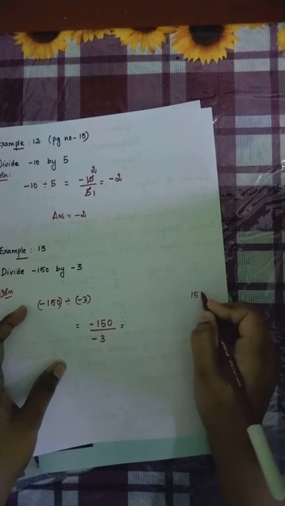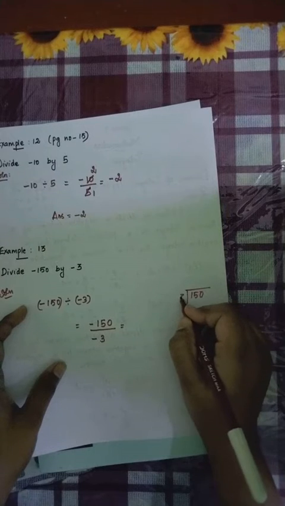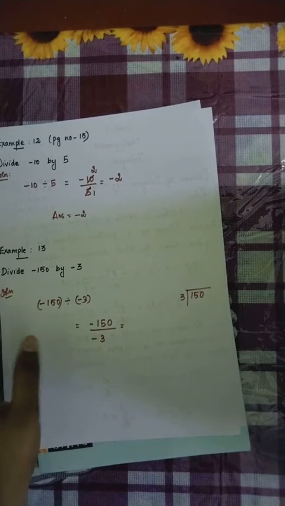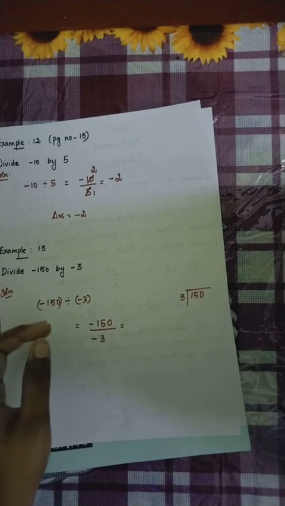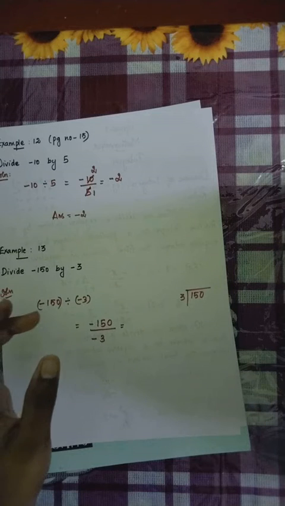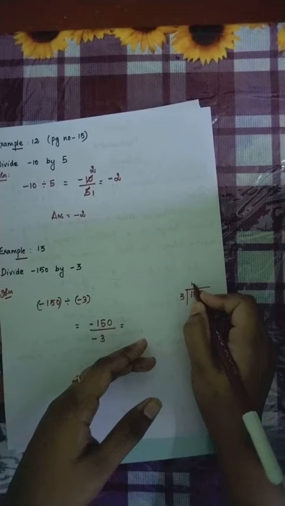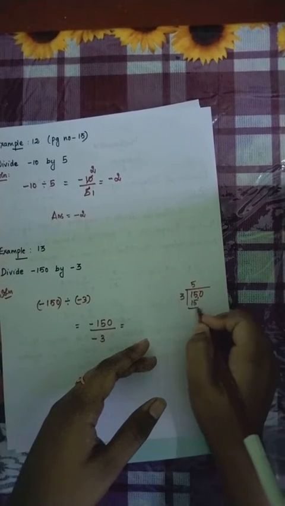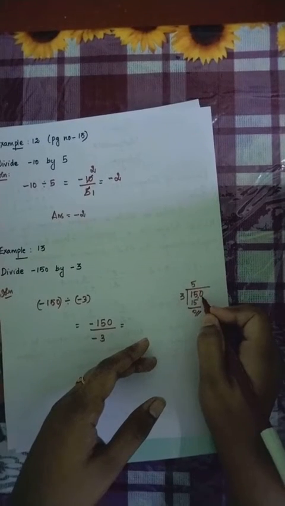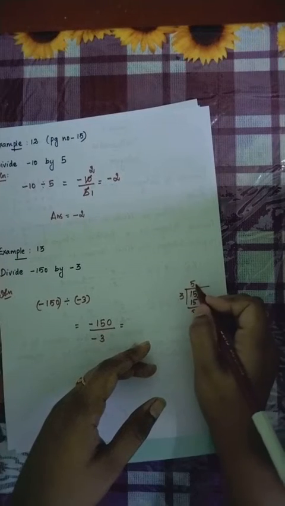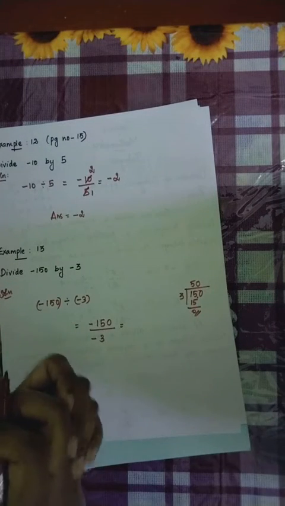So 150 divided by 3. 1 3 is 3, 2 3s are 6, 3 3s are 9, 4 3s are 12, and 5 3s are 15. Okay, so 5 3s are 15. 0. Again remaining one 0 is there. So put this number to the numerator. So our answer is 50.